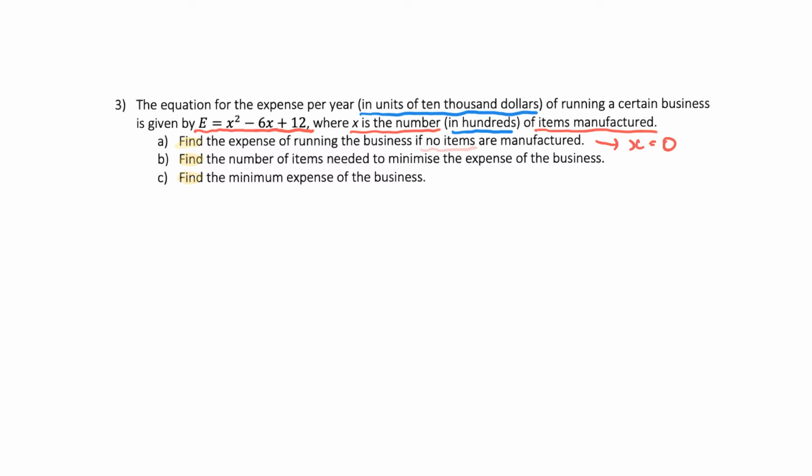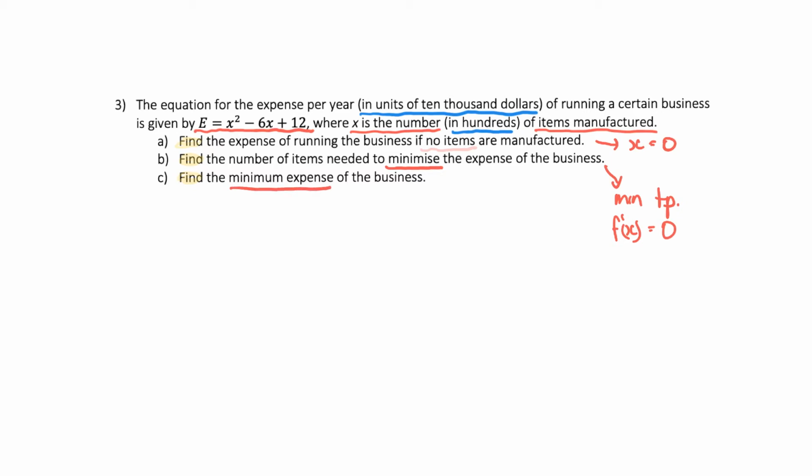X being the number of items manufactured. For part B, it says find the number of items needed to minimise the expense. Minimise, that's the super important one. This is going to mean us thinking about finding a minimum turning point. So again, we're going to have to address the first derivative and when that's equal to 0 to find that.